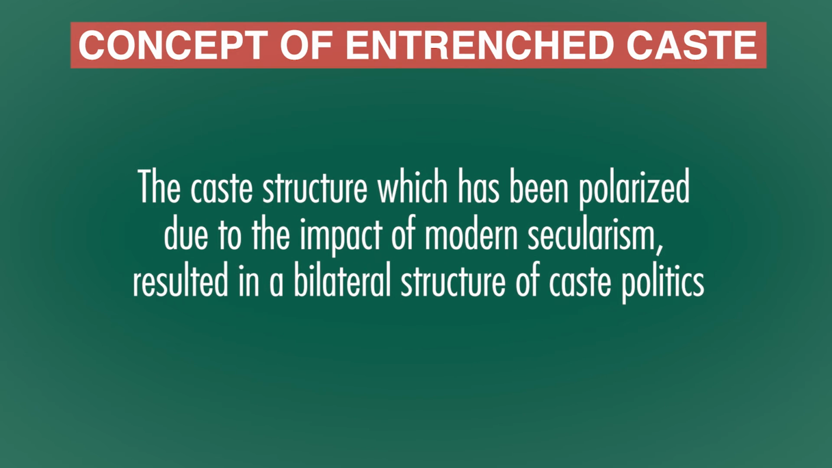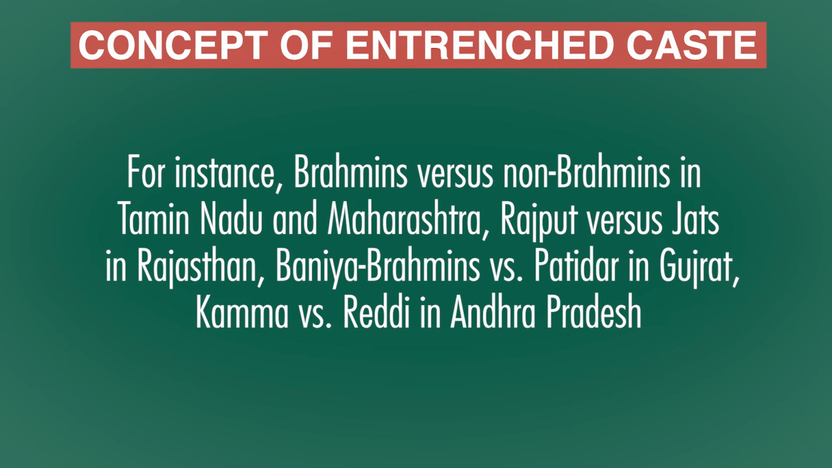According to Kothari, the caste structures which had been polarized due to the impact of modern secularism resulted in a bilateral structure of caste politics. For instance, Brahmins versus non-Brahmins in Tamil Nadu and Maharashtra, Rajput versus Jats in Rajasthan, Baniya Brahmins versus Patidar in Gujarat, Kamma versus Reddy in Andhra Pradesh.